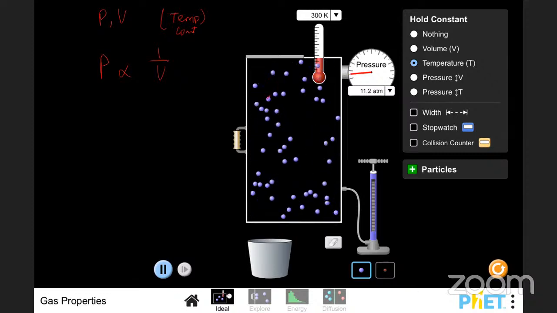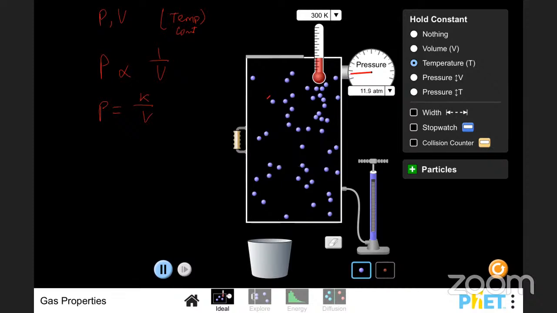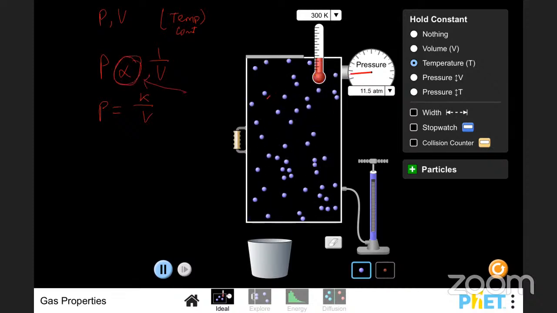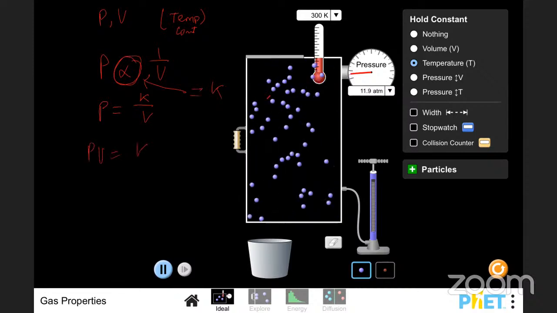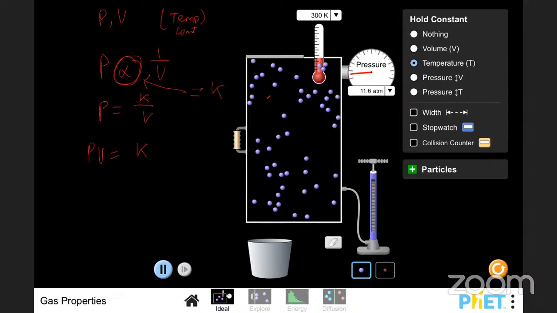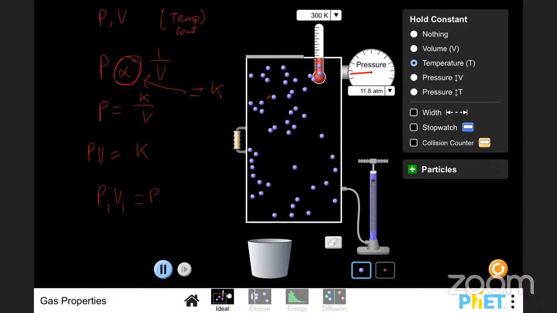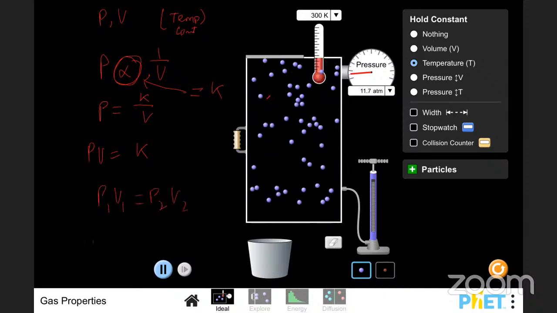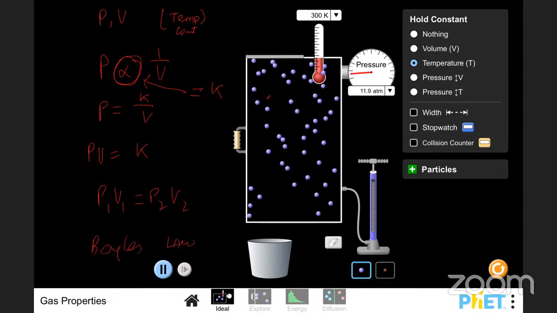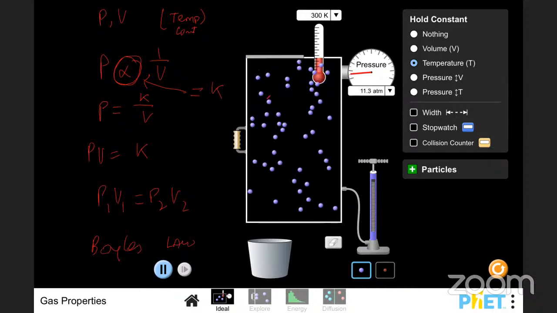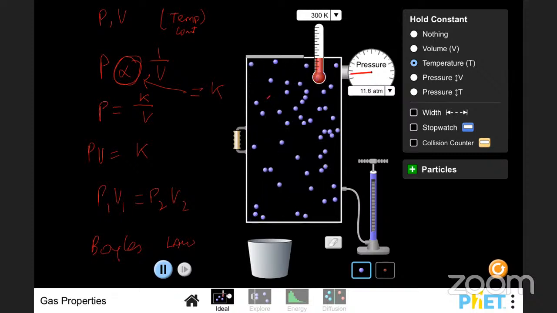Here's the little formula. P is equal to K over V. Every time you take off this proportional sign, that proportional sign is the same as an equal sign with K. So move the V across, and you will get PV being constant. So the first formula that we're going to look at is P1 V1 equals P2 V2. That there is called Boyle's law. Did you note it in your handout? But I wanted to write this, please. That's the first law we're looking at, Boyle's law.